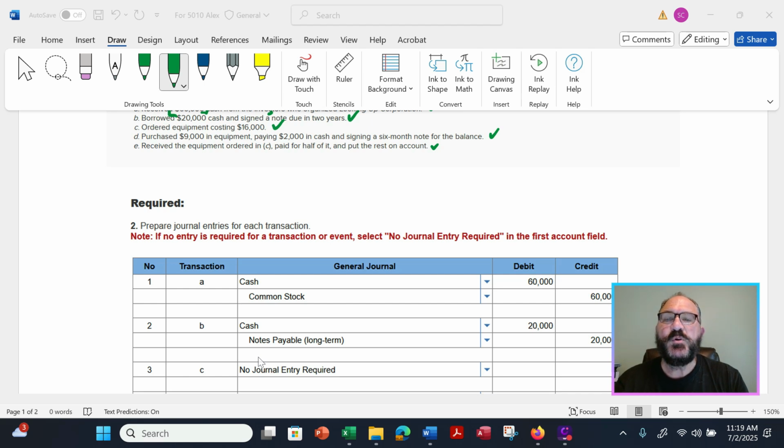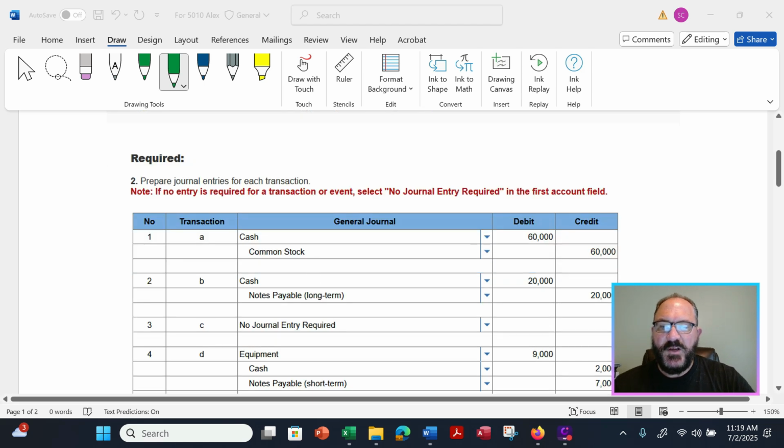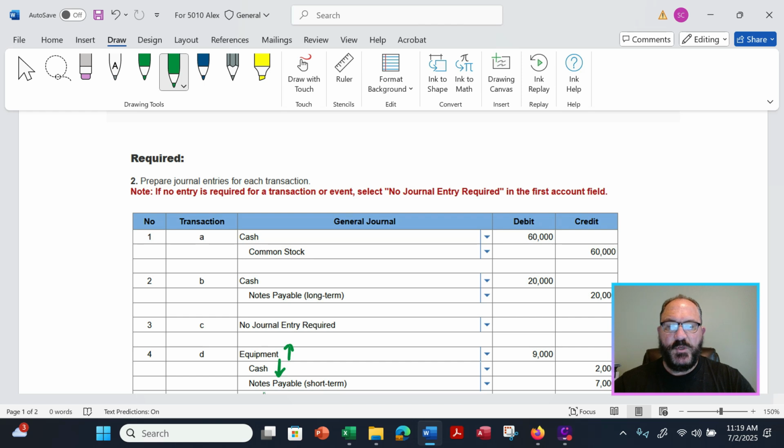On D, it says we purchased $9,000 in equipment, paying $2,000 in cash, and signing a 6-month note. So what that's going to look like would be like this. If you take a look, we're debiting the equipment because this is increasing, right? We're crediting cash because cash is decreasing. And then notes payable, we're crediting that because the notes payable is increasing. And of course, this has to do with the acronym DEAD CLERK.